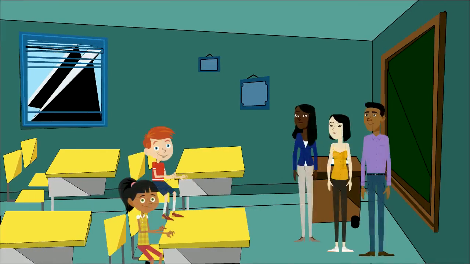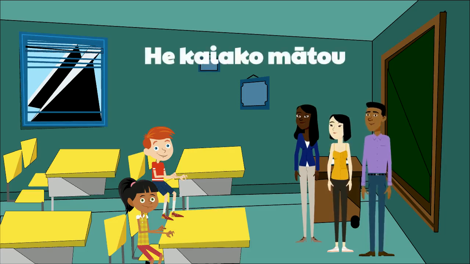Imagine that now you're talking to students. How would you say to them, "We're teachers, them and I"? He kaiako mātou.